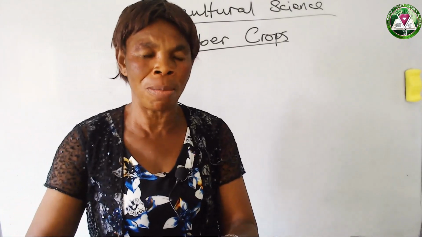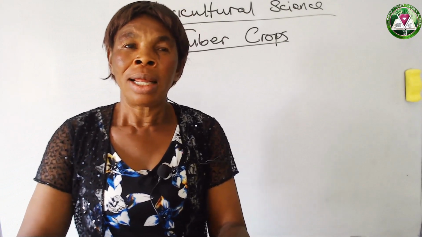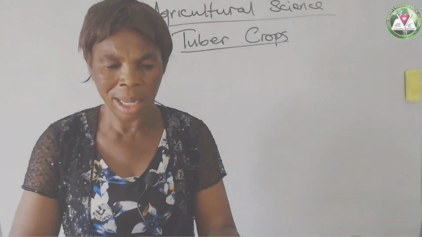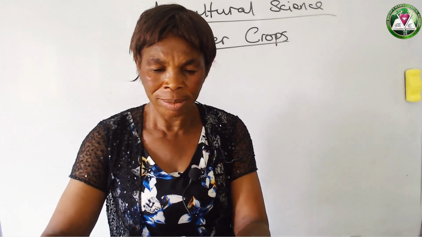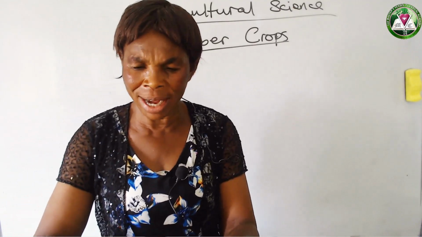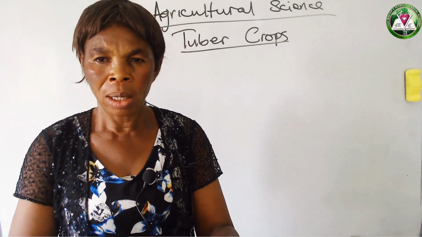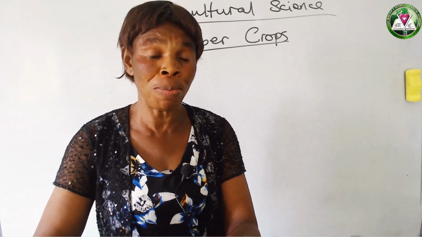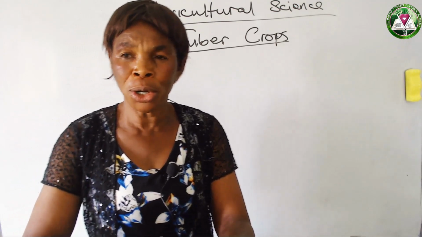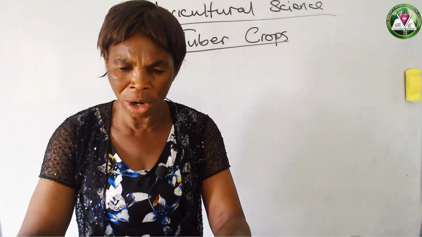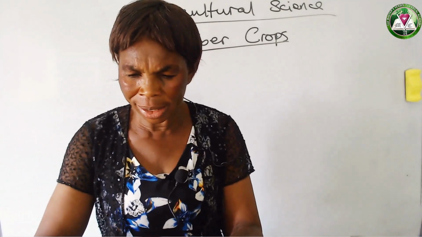What is a tuber crop? Before you know what tuber crops are, you must first of all know our objectives today. Number one, at the end of the lesson, you are expected to explain what a tuber crop is. Number two, you should be able to give us examples of tuber crops. You will also identify the parts of the tuber crops and answer the questions that will be given to you. Let's get into the lesson.